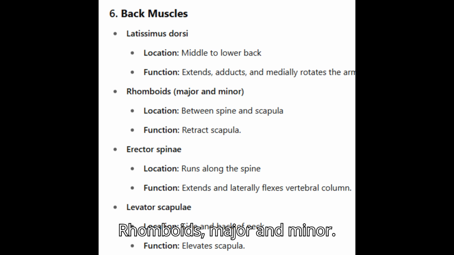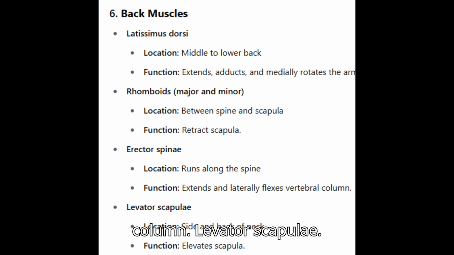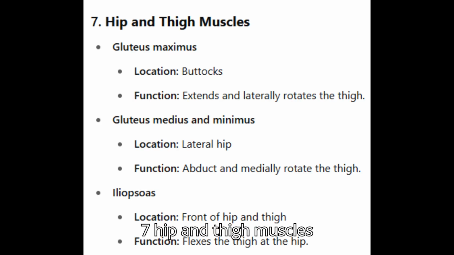Rhomboids, major and minor. Location, between spine and scapula. Function. Retracts scapula. Erector spinae. Location, runs along the spine. Function. Extends and laterally flexes vertebral column. Levator scapulae. Location. Side and back of neck. Function. Elevates scapula. 7. Hip and thigh muscles.